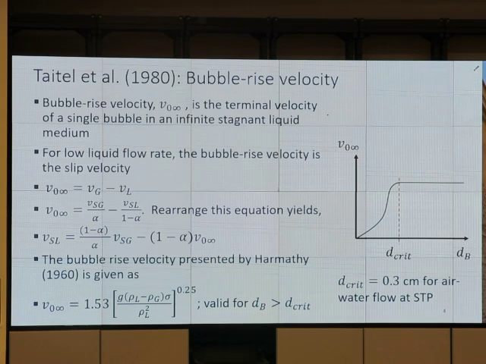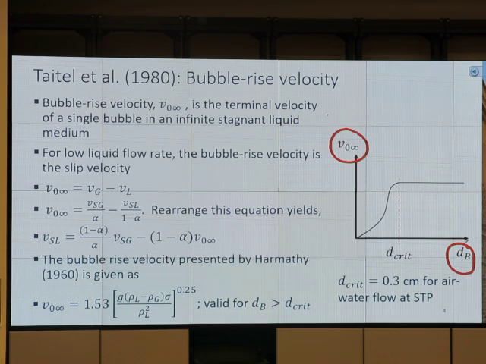Now let's take a look at bubble rise velocity, or V0 infinity. V0 infinity is the terminal velocity of a single bubble in an infinite stagnant liquid medium. Terminal velocity, not initial velocity. Okay. You see this? We plot bubble rise velocity against diameter of bubble. So if the bubble becomes bigger, it has a higher terminal velocity. Small bubbles don't move fast. Big bubbles move fast. Does it make sense?